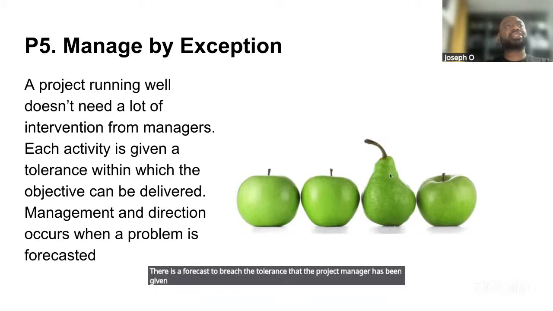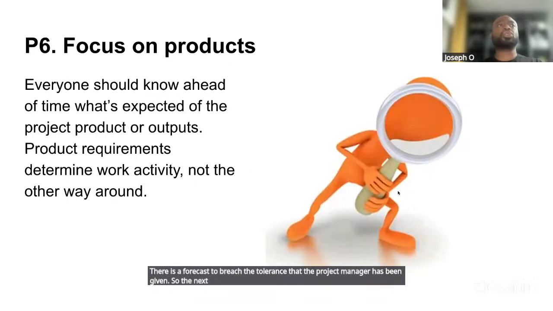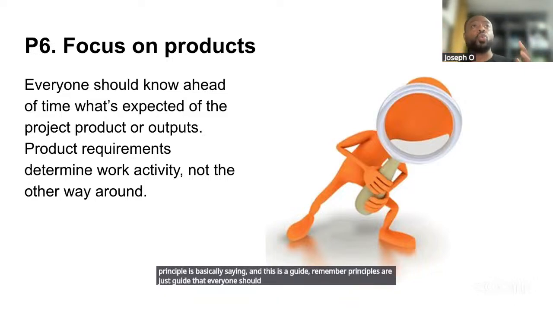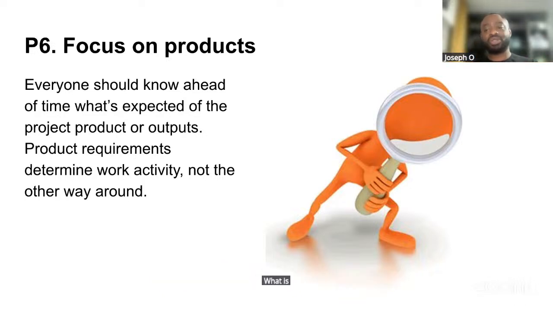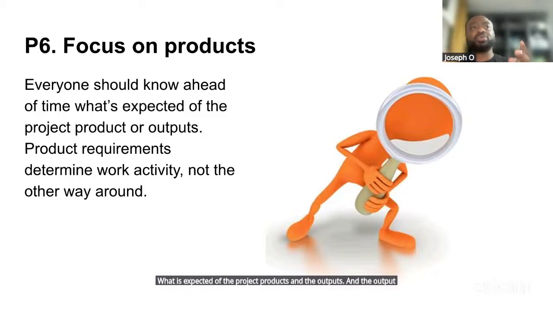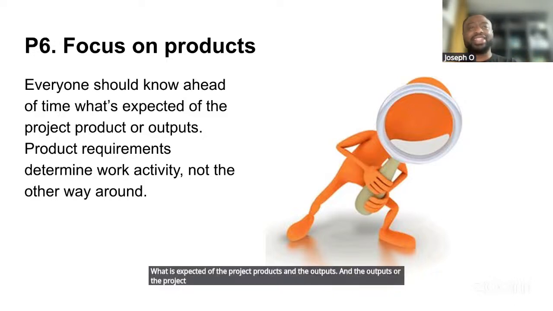So the next principle is focus on products. This principle is basically saying, and this is a guide, remember principles are just guides, that everyone should know ahead of time what is expected of the project products and the outputs. And the outputs or the project requirements are the things that should determine the work that is delivered within the project. We shouldn't just be working for working's sake.